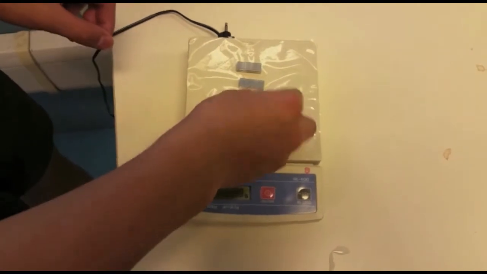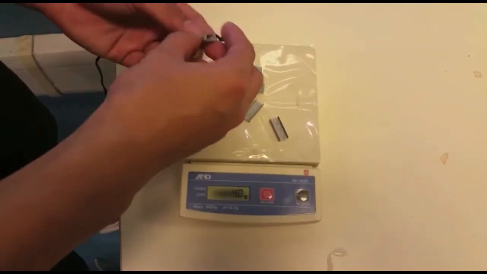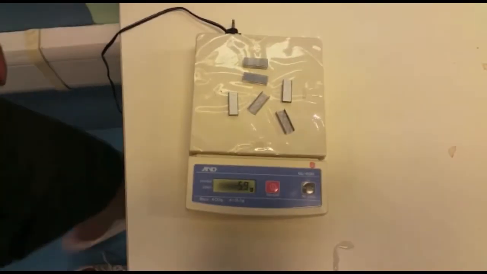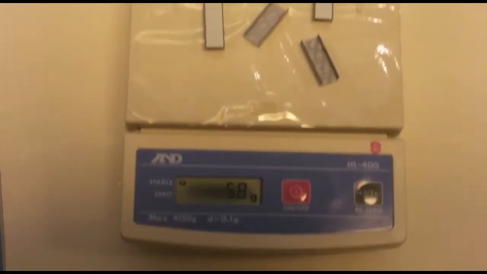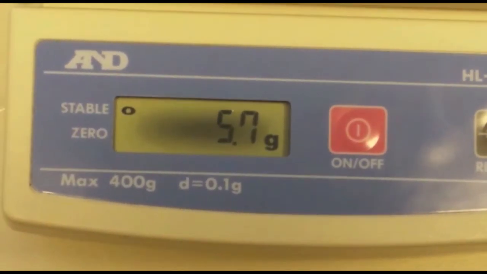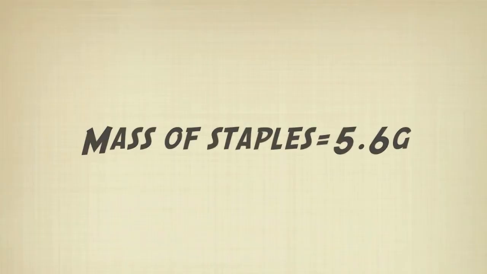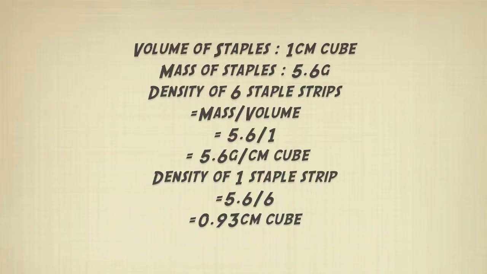Using the electronic balance, we can find the mass of the staple strips. You can see the total mass of 6 staple strips is 5.6 grams. With the volume and mass, we can now find the density of one staple strip. We use multiple staple strips as each staple strip may have a different volume, hence it is important to find the average volume of the staple strips.